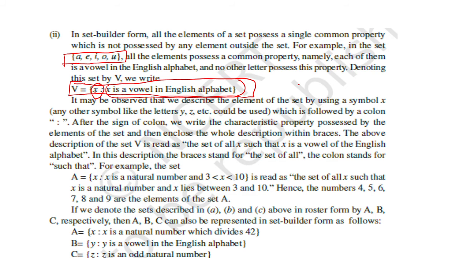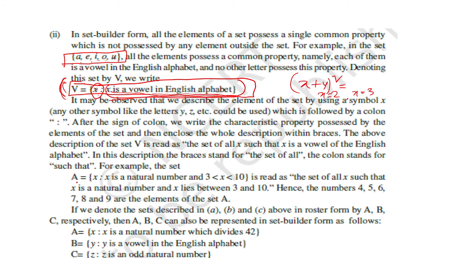Next, I have written these things, which I have already mentioned. You can read them by pausing the video. Next, A is the set of X such that X is a natural number and 3 is less than X is less than 10. Again, what will this set have? This set has an element, namely X. I don't know the element, but the element has a property. What is the property? The element X is a natural number and 3 is less than X is less than 10, and that natural number should be in this interval.